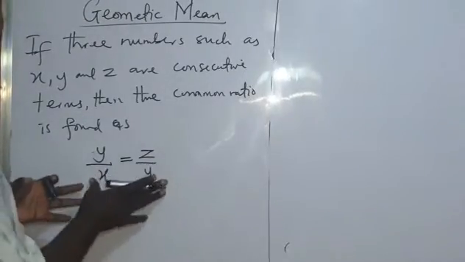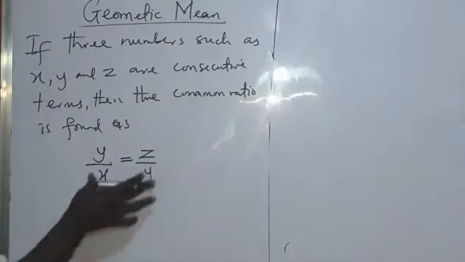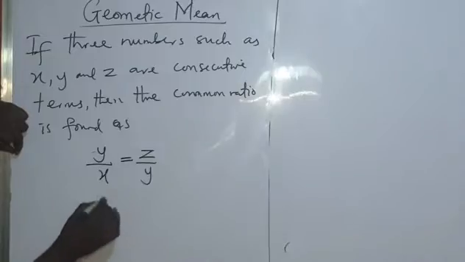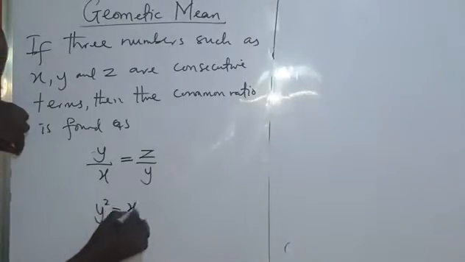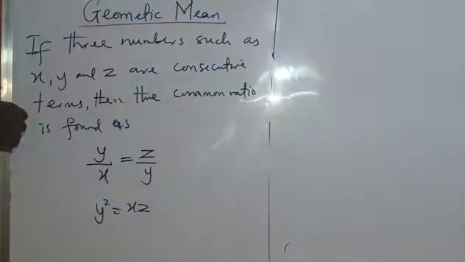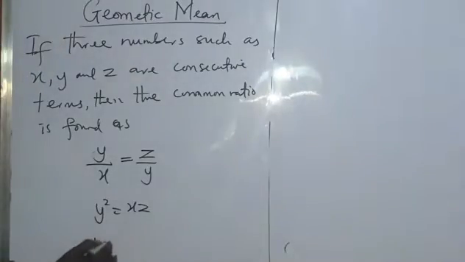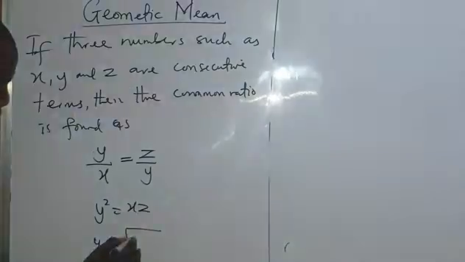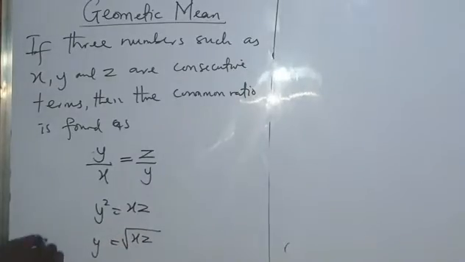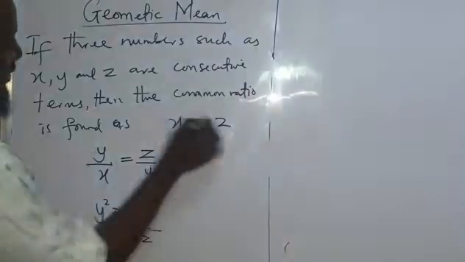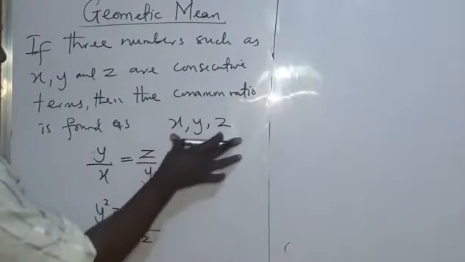So from here, let's perform an operation. When you multiply this by this, you have y squared equals xz. Are you with me? Which means that y is the square root of xz. What this implies is that, don't forget, x, y, z are three consecutive terms.